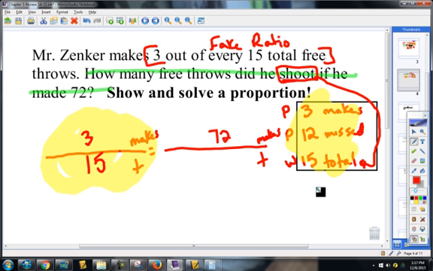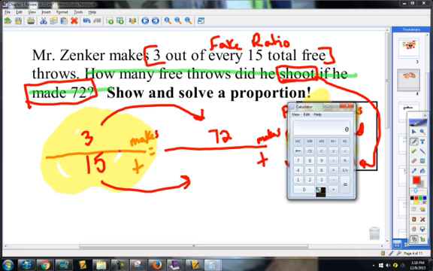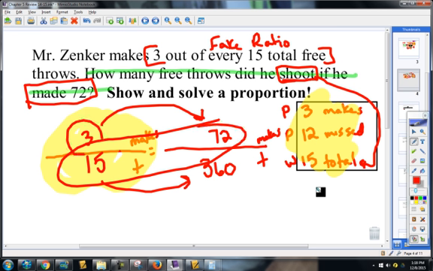I go ahead and put 72 there because we're talking about 72 makes. Cross multiply and divide, and there's your answer. That is going to be 3 times 24 and 15 times 24, and that's going to be 360. And again, you could have done that by simply cross multiplying and then dividing as well. It doesn't matter. It would give you 360 regardless. Okay?